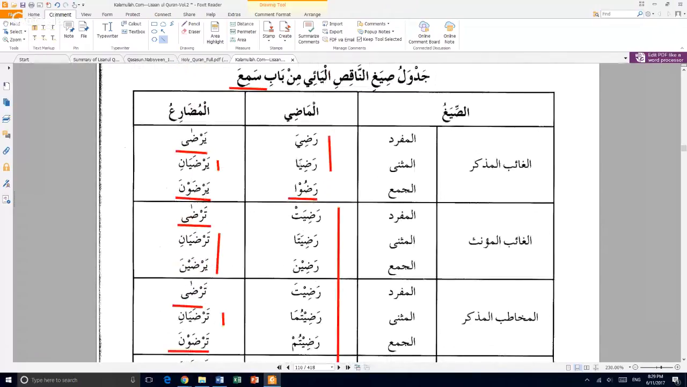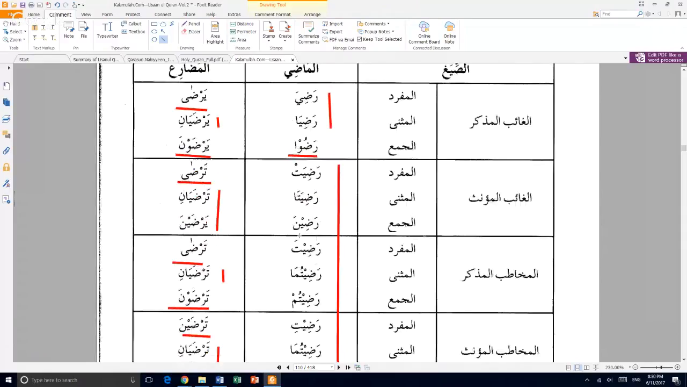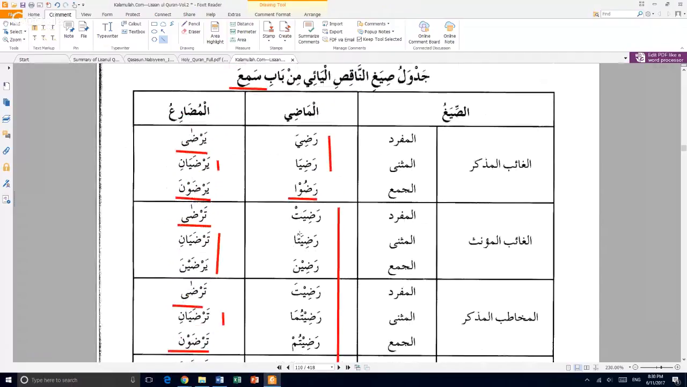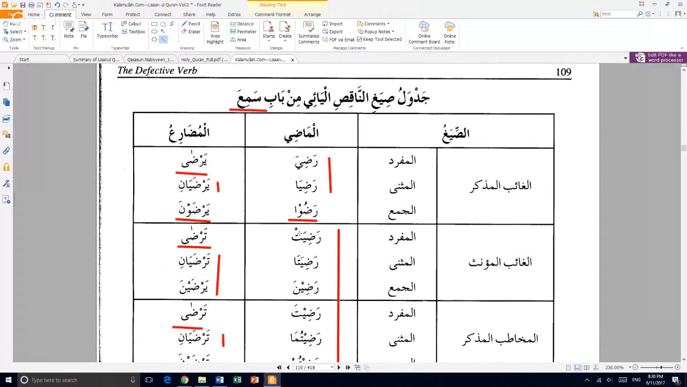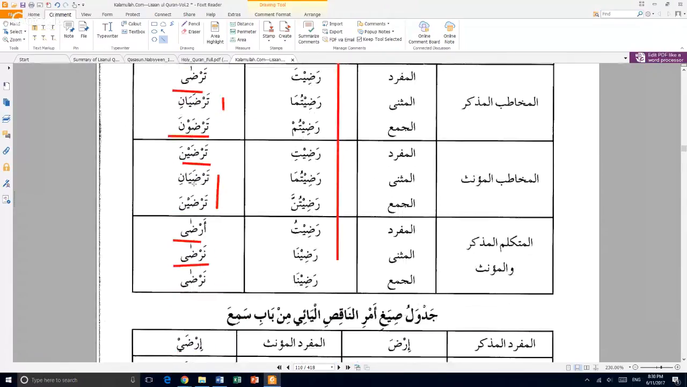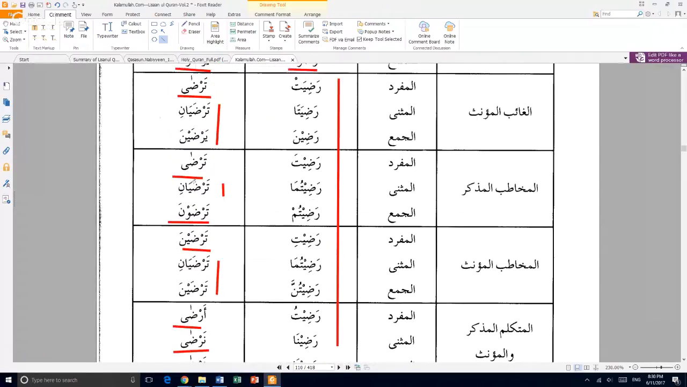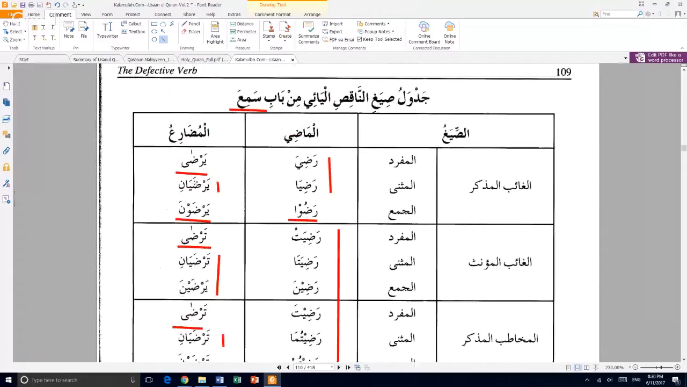So here, radhiya, no problem. Radhiya, no problem. Only jama muzakkar, radhiyu changes to radhu. And then, MashaAllah, very good. Sami'a yasma'u makes your life very easy. Not too much. In mazi, only one. But mudari gives you a hard time. No. See, MashaAllah. Oh. What, we got some ease there? Get the revenge from mudari.